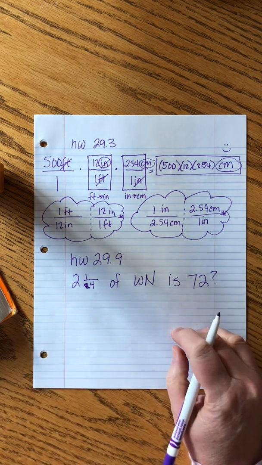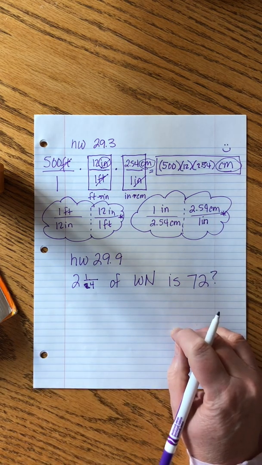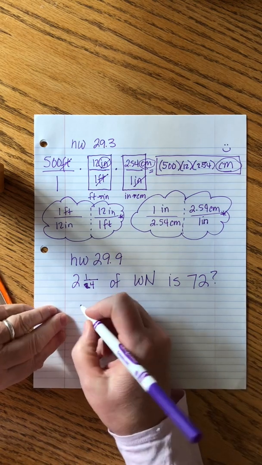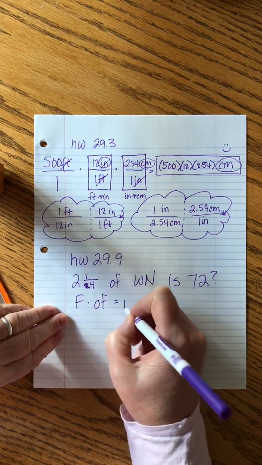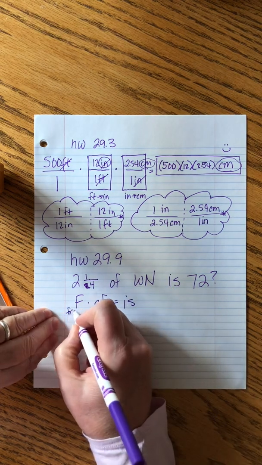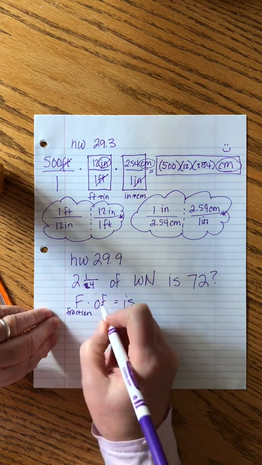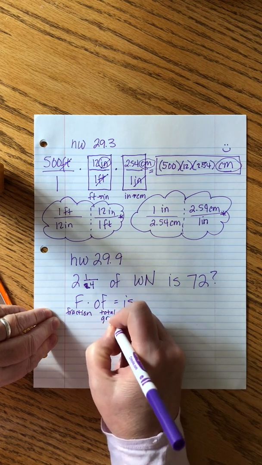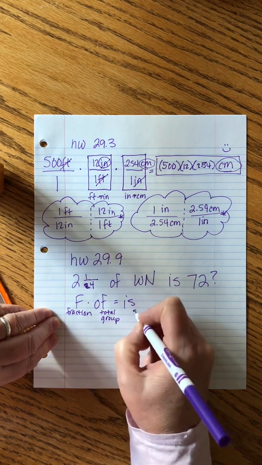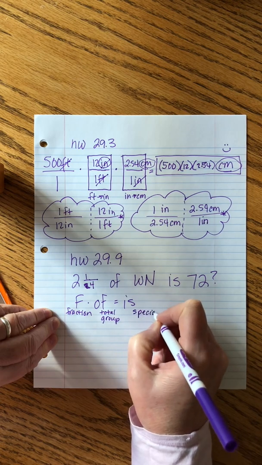Okay, remember that we use our formula to do this, and that is F times of equals is, where F represents a fraction and of represents a total group, and is represents a special group.